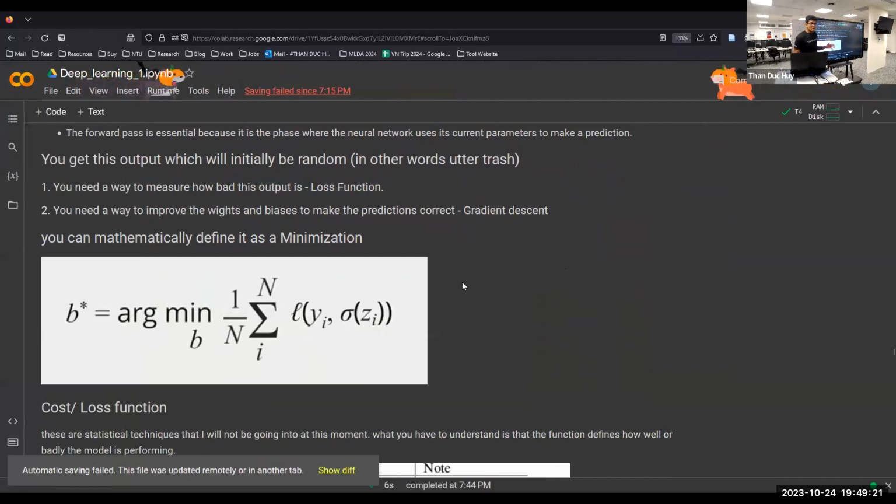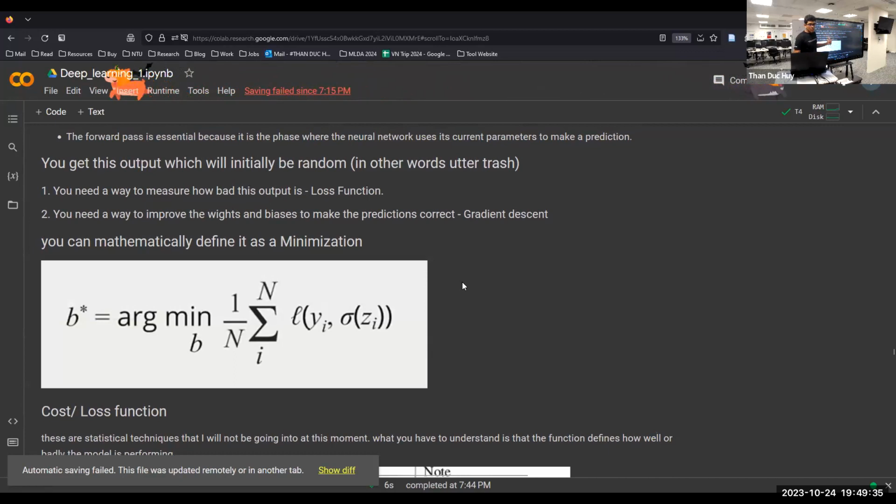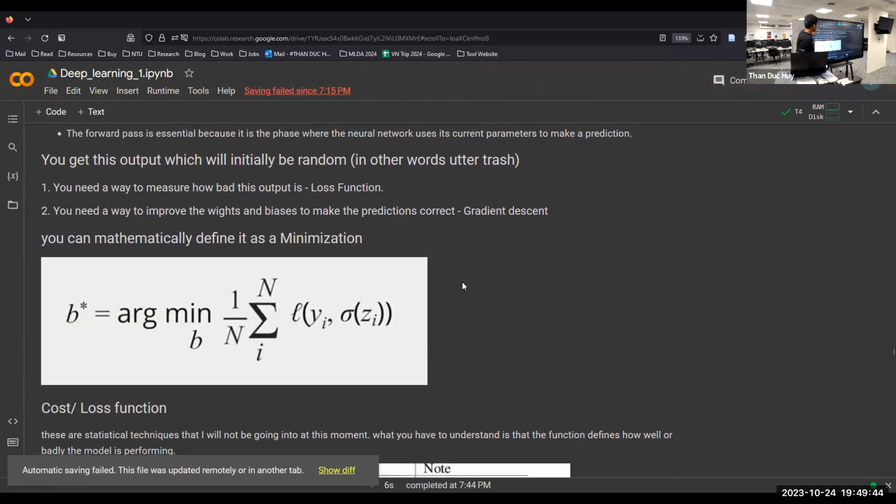First of all, you have to figure out a way to measure how bad the output is. You have to be able to tell the model if the output is utter trash or if it's perfect. That's one tool that you need. The second tool that you need is a way to improve the weights so that you can reach the right output. We can define that whole thing using this mathematical formula. You do not have to remember it, it's just for your knowledge.